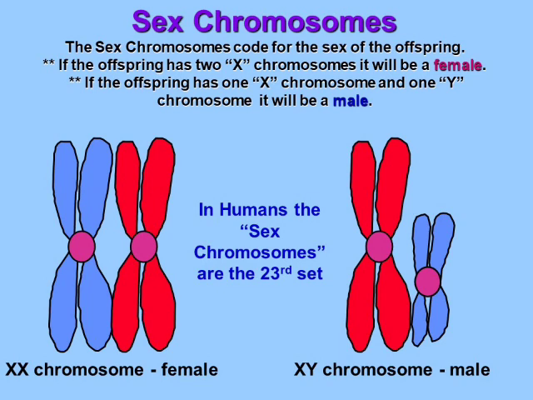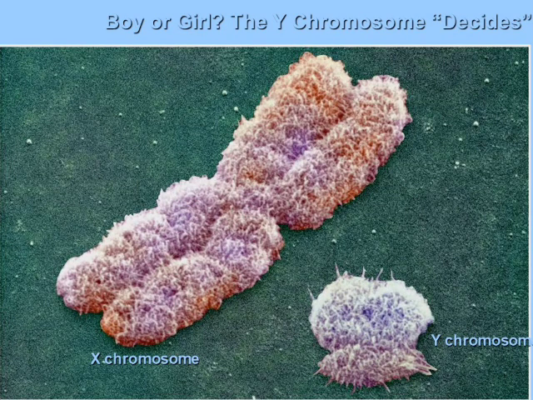The sex chromosomes code for the sex of the offspring. If the offspring has two X chromosomes, it will be a female. If the offspring has one X chromosome and one Y chromosome, it will be a male. In humans, the sex chromosomes are the 23rd set. The Y chromosome contains a male determining gene, the SRY gene, that causes testes to form in the embryo and results in the development of external and internal male genitalia.